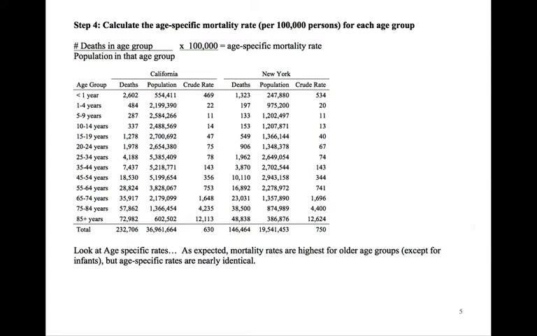You will note also in looking at this that the age-specific rates for California and New York are actually quite close, which will be of interest as we proceed. In this particular slide, the crude mortality rates for the total population are also listed at the bottom. You'll recall that it's 630 for California and 750 for New York. In this case, we've taken the entire number of deaths in California, 232,000, divided by the population of 36 million, and multiplied by 100,000, and that gives us the crude mortality rate of 630.